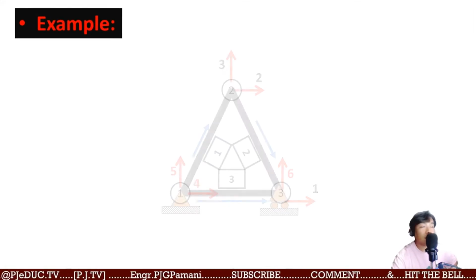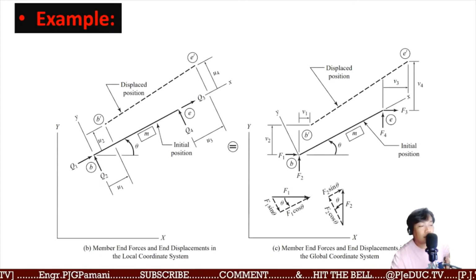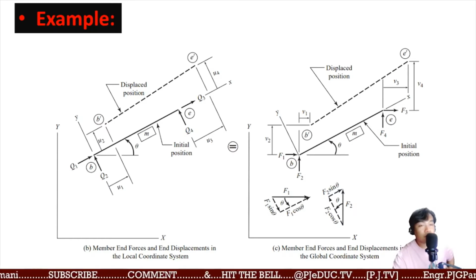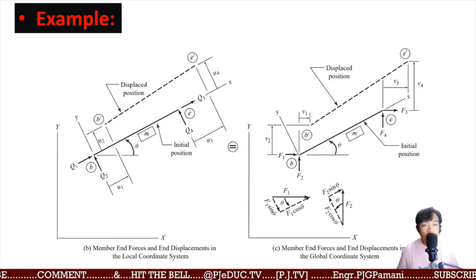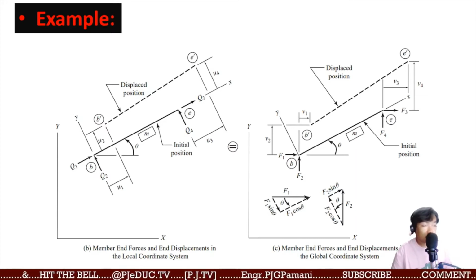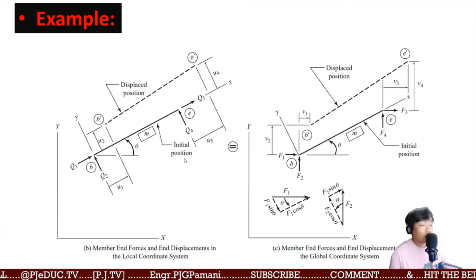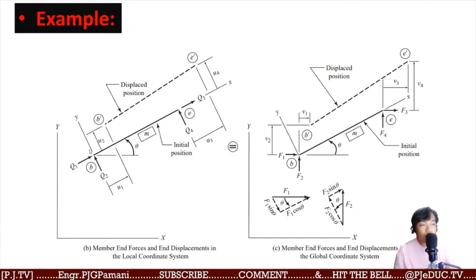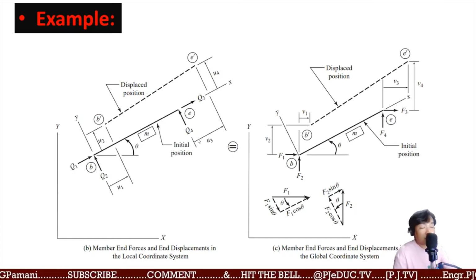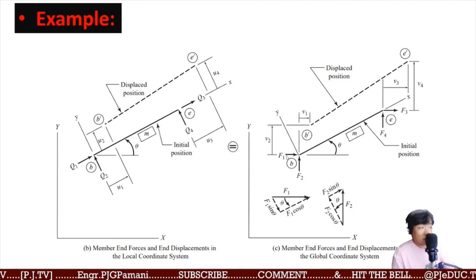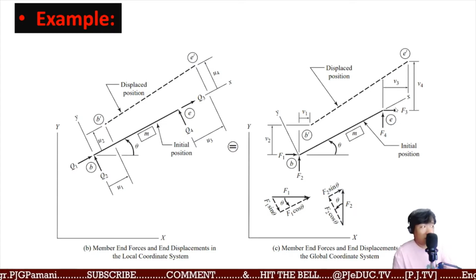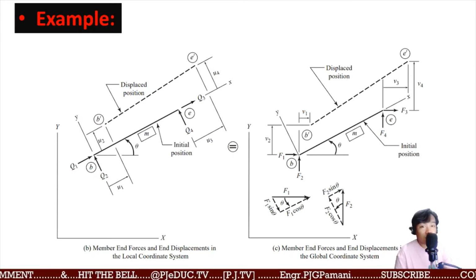Okay? Then transform the local stiffness matrix into the global stiffness matrix. By doing so, on our local coordinate system, we have the equivalent forces acting on the members. On a global coordinate system, we have the component forces, horizontal and vertical, on each end point or end nodes. Same goes with the deflection.